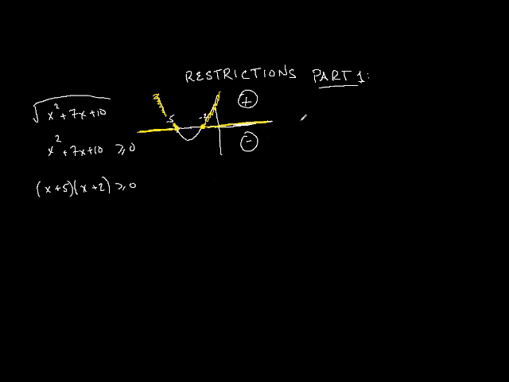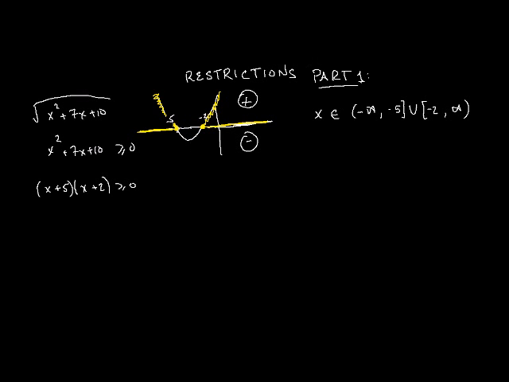So how do we write this mathematically? Well, we say that x is allowed to be inside the interval from -infinity up to and including -5, union with -2 included all the way to positive infinity. So this way, the square root of x squared plus 7x plus 10 is valid. It's valid only when x is either between -infinity and -5, or between -2 and positive infinity.